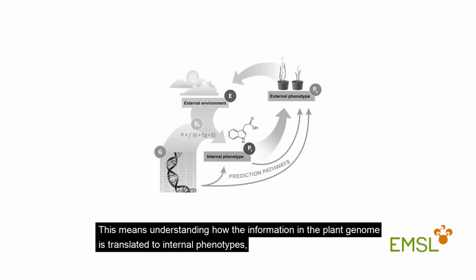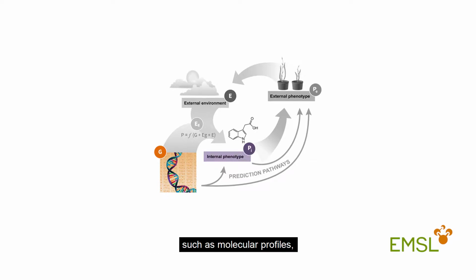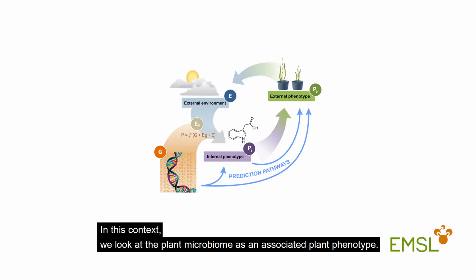Much of the research in this IRP focuses on genome to phenome mapping. This means understanding how the information in the plant genome is translated to internal phenotypes, such as molecular profiles, and external phenotypes like biomass production under different environmental conditions. In this context, we look at the plant microbiome as an associated plant phenotype.